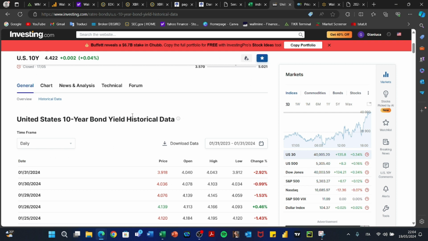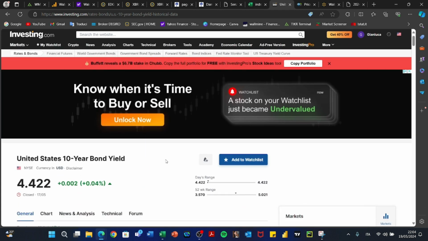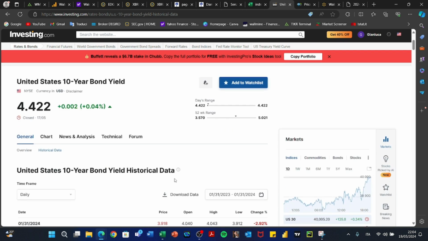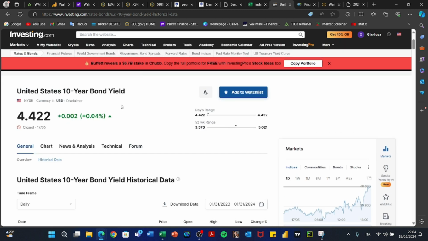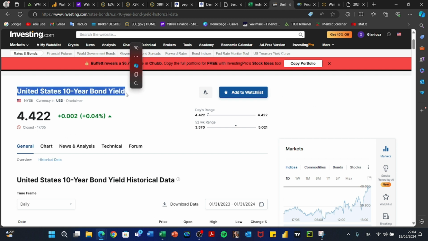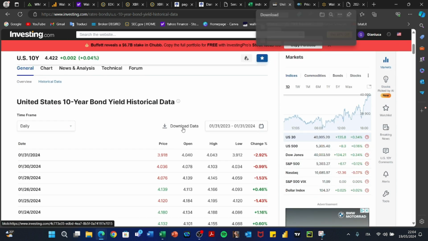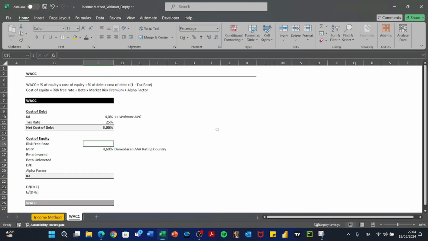I want to get the average, the past 6 months average, of the 10-year bond of the US Treasury. So you have to go on investing.com, on rates and bonds, financial futures. If you want to see how to find this information, please check the other video I made on the DCF. So you go on download data, you open it.